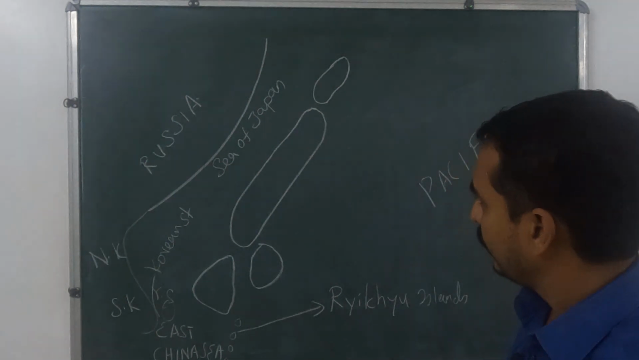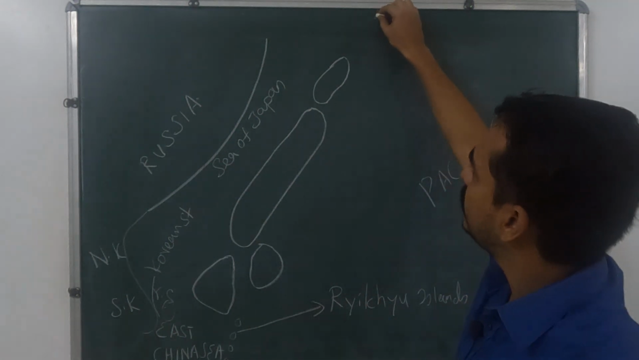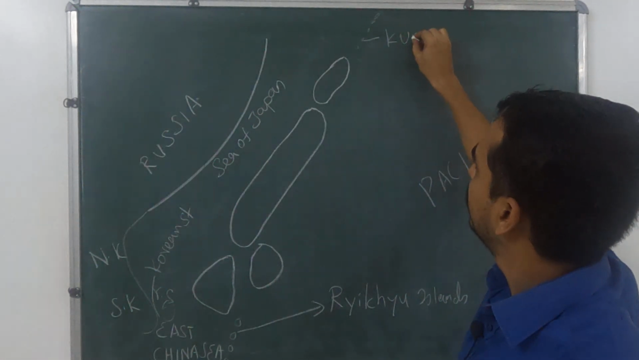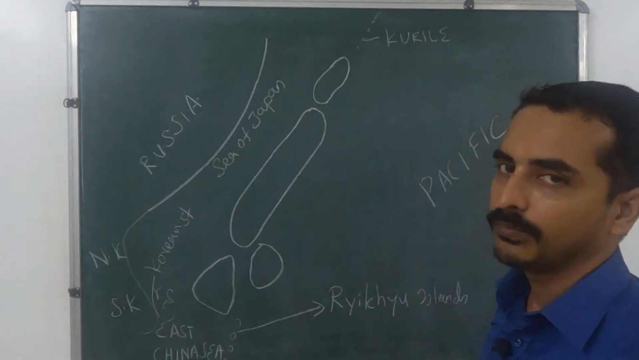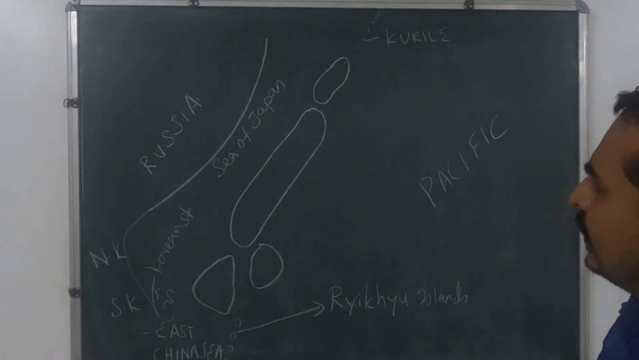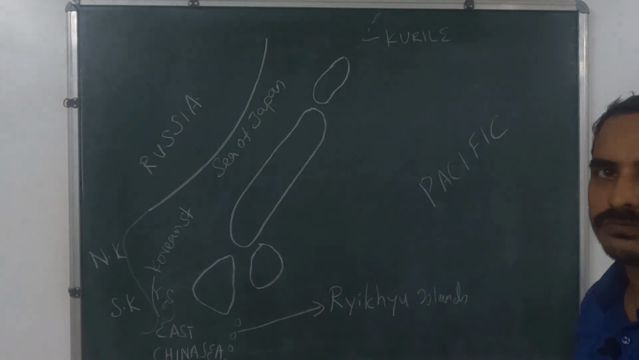Now, in the northern part, many small islands are located; those are the Kuril Islands. So the Russian parts, the Kuril Islands, are located here. So these are the surrounding regions of Japan.